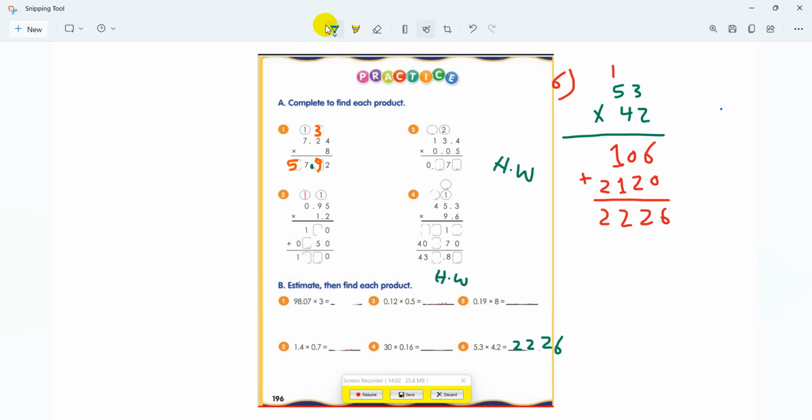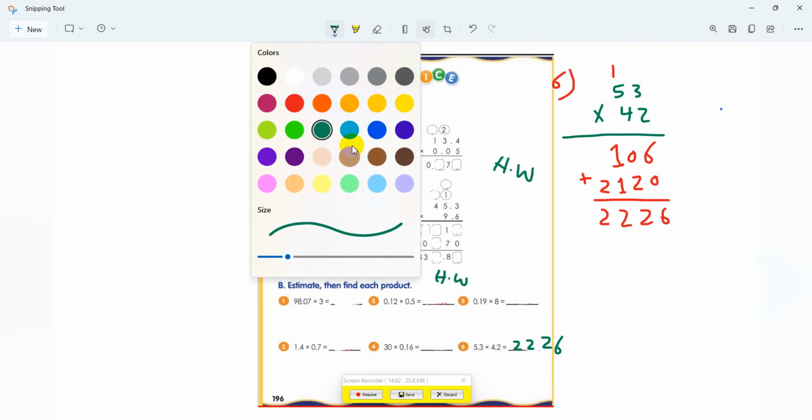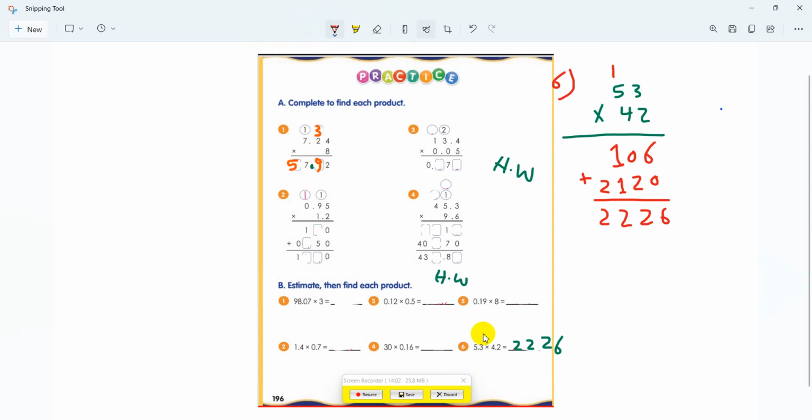Then we put the decimal point after how many digits? Yes, here is 1 place and here is 1 place. So we add the decimal places. 1 plus 1 equals 2. So we put the decimal point after 2 places in this place. So the answer is 22.26.